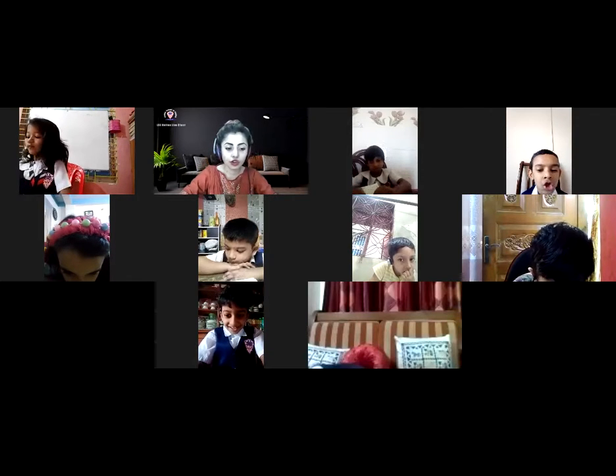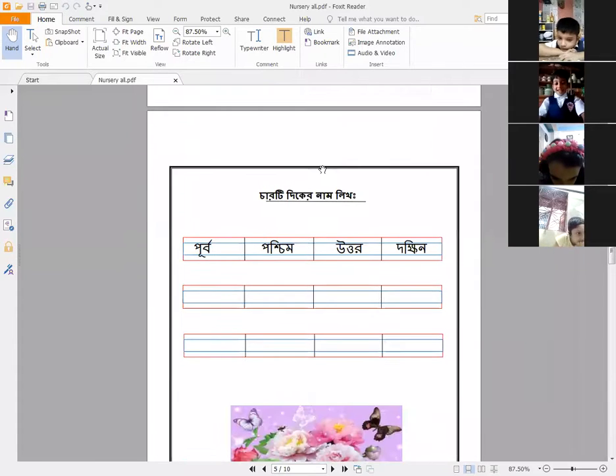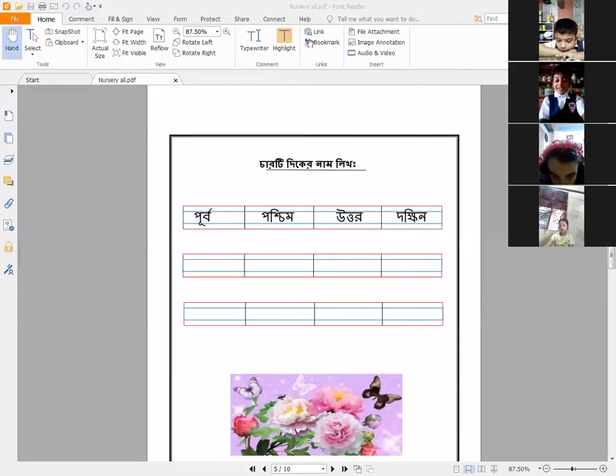Okay, now I am going to the next topic. Also, you have done the chart. Bengali's next topic is here. Look at the chart and write. You have to write the names of the four directions. Look, I have written it once here, and you will all write it two times in your copy.